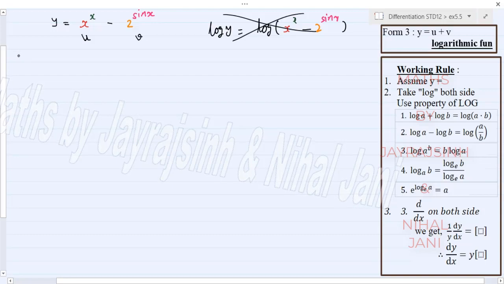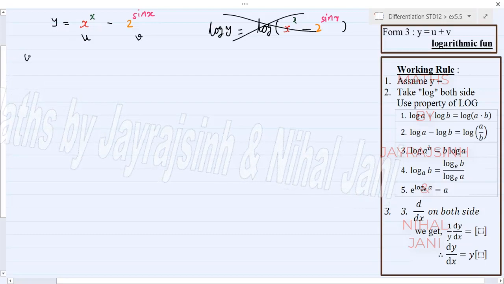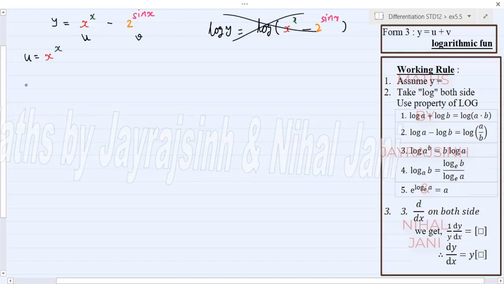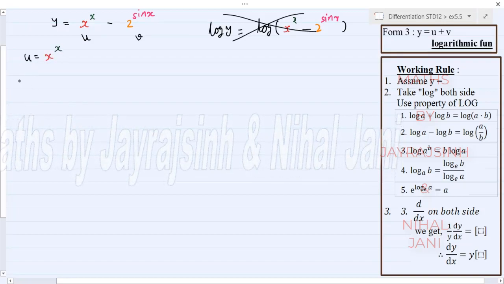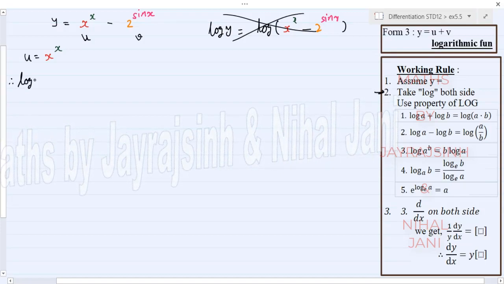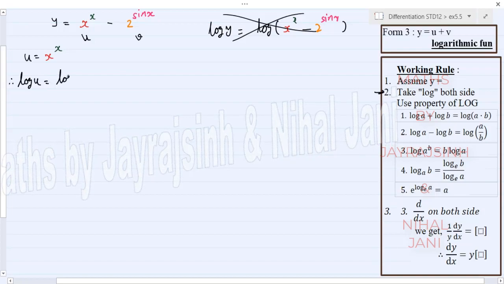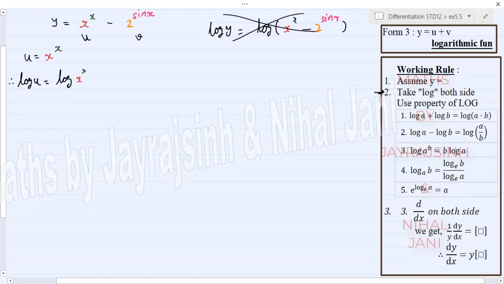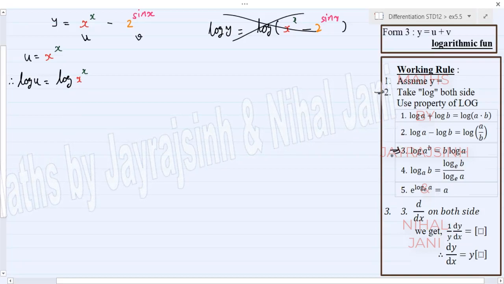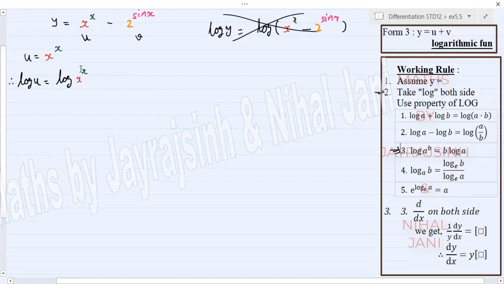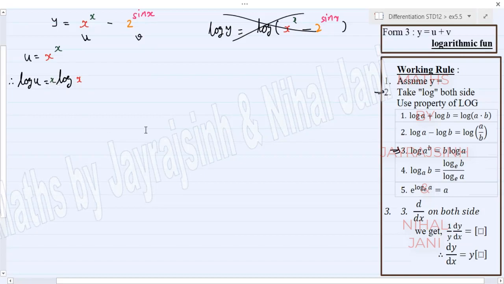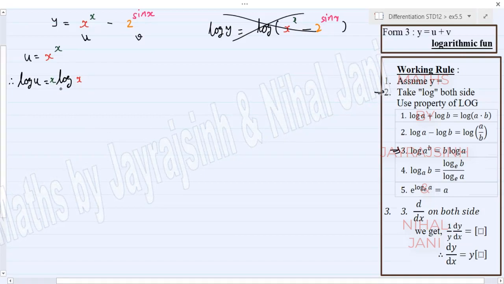So let's begin with u, which is assumed as x raised to x. So now let's take log on both sides. So here we'll get log u is equal to log of x raised to x. And to simplify our right hand side, we can use third property, by which we can take this x within the multiplication of log x. So we'll get log u is equal to x log x.